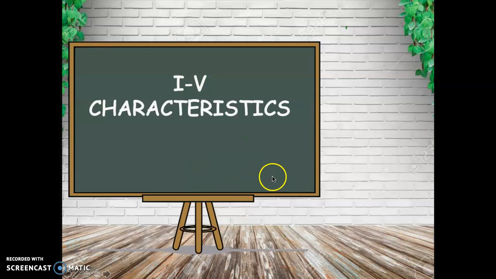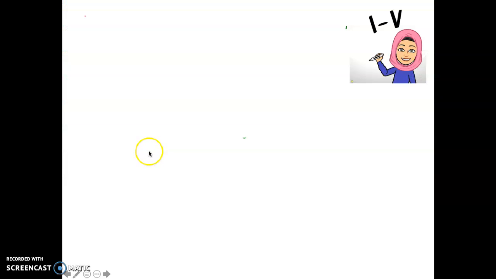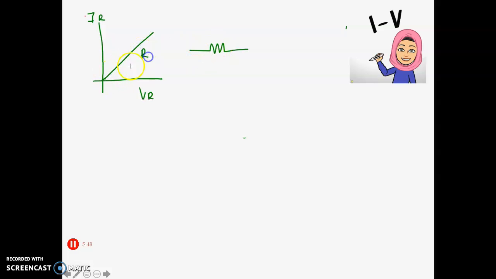Okay, so let's jump to the last part of this chapter. What we are going to learn now is the current and voltage characteristic of the diode. So what is actually the IV characteristic here? If you recall your resistor, this is IR, this is VR. What is a resistor? A resistor will block some current, right? So this is the R. So what is the resistance?